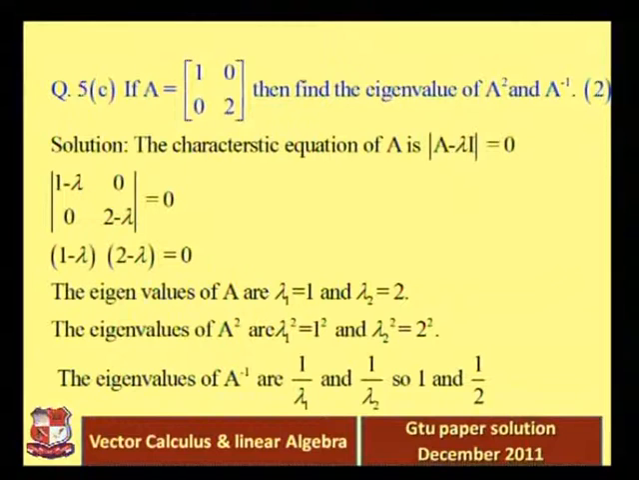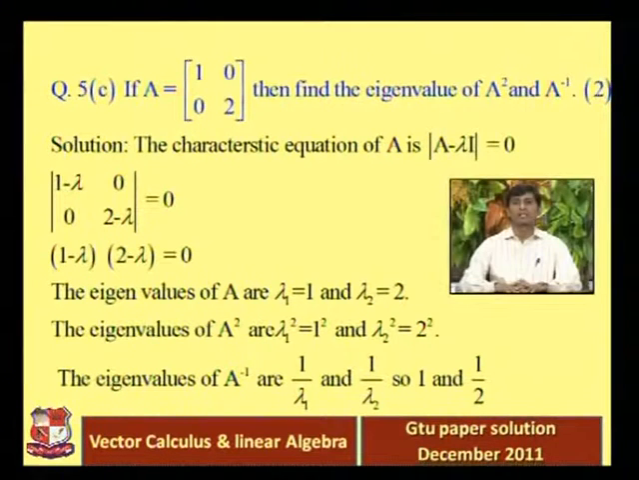The characteristic equation of A is determinant of A minus lambda I equal to 0, that is, 1 minus lambda, 0, 0, 2 minus lambda, equal to 0. So (1 minus lambda)(2 minus lambda) is equal to 0. So the eigenvalues of A are lambda 1 is equal to 1, lambda 2 is equal to 2. So the eigenvalues of A square are lambda 1 square, that is 1 square, and lambda 2 square, that is 2 square. The eigenvalues of A inverse are 1 upon lambda 1 and 1 upon lambda 2. So 1 and 1 by 2.